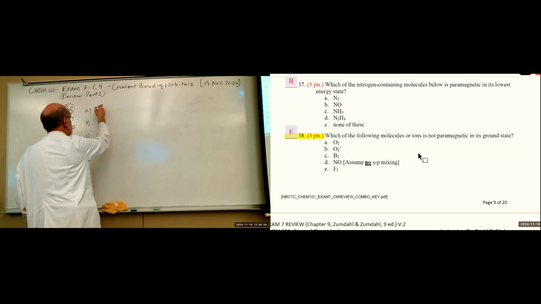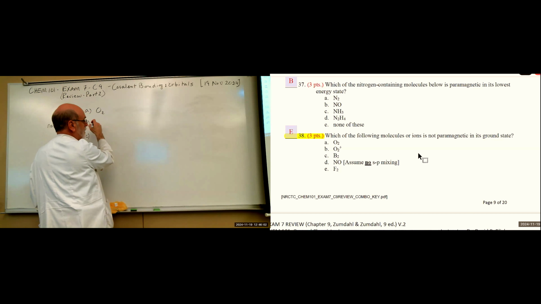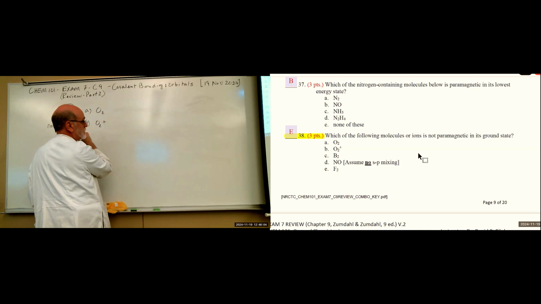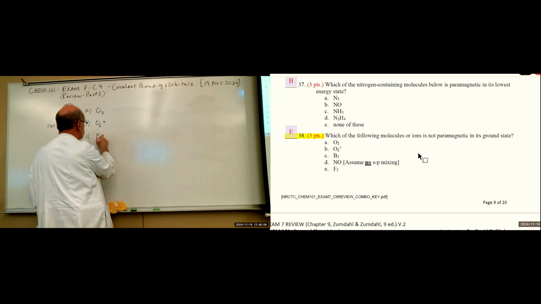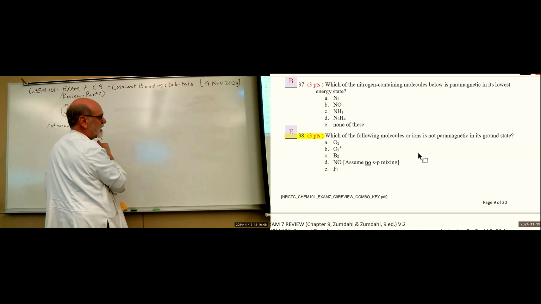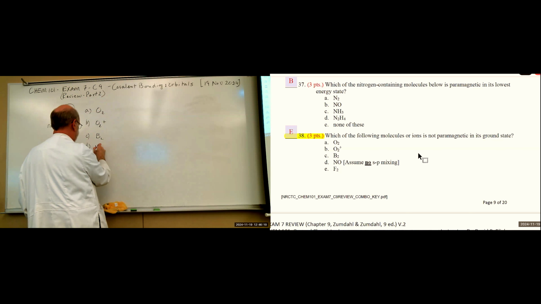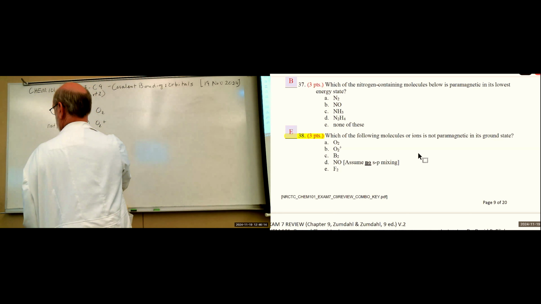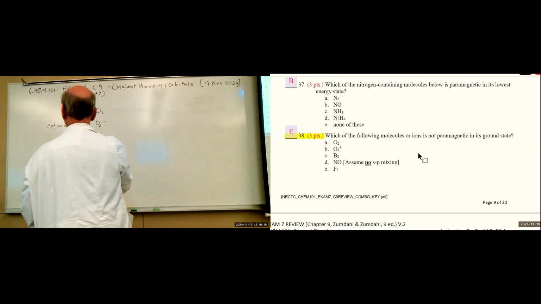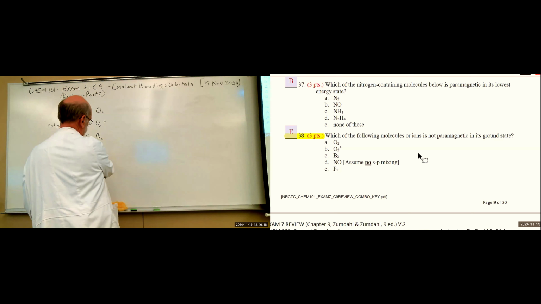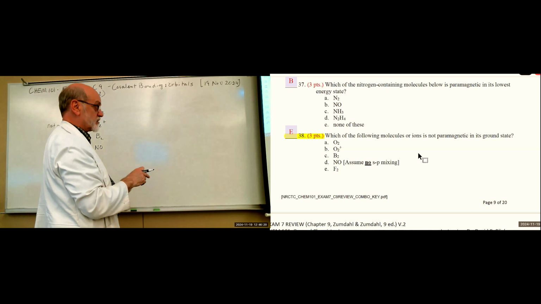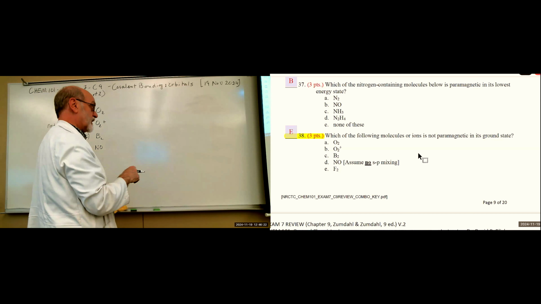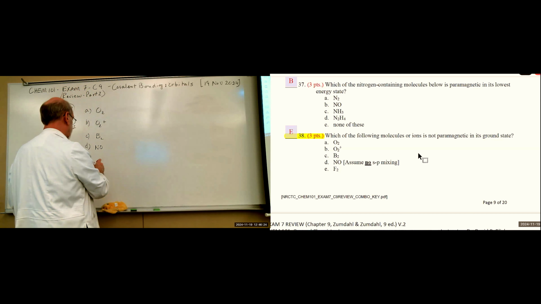All right, O2, O2 plus, B2, NO. And we assume no sp mixing. Okay, so we're taking the side of oxygen rather than nitrogen. Dioxygen would be no mixing, dinitrogen would be mixing. So we're saying that no mixing.